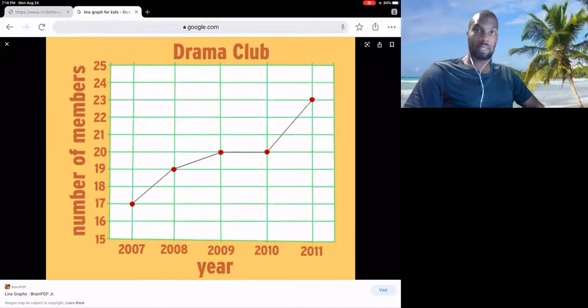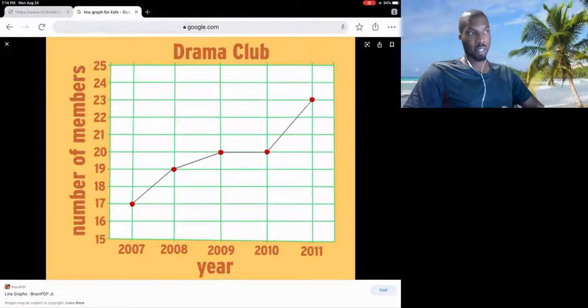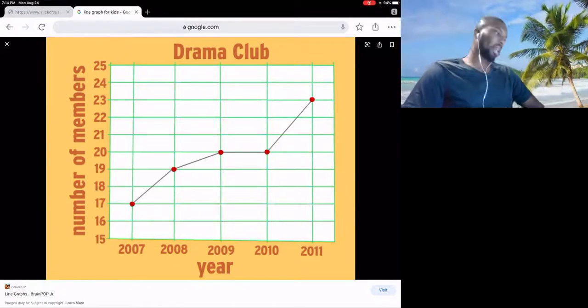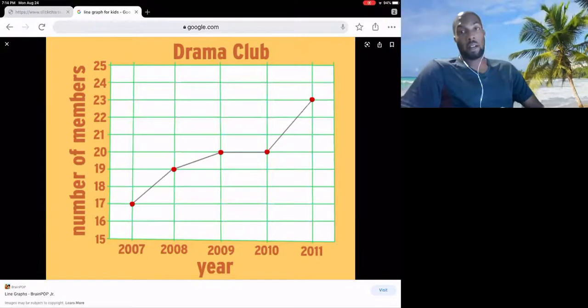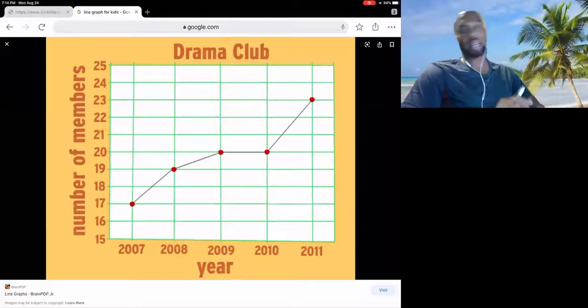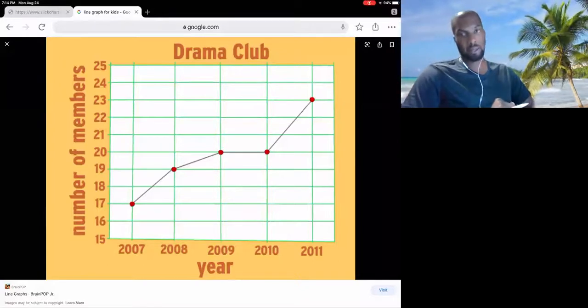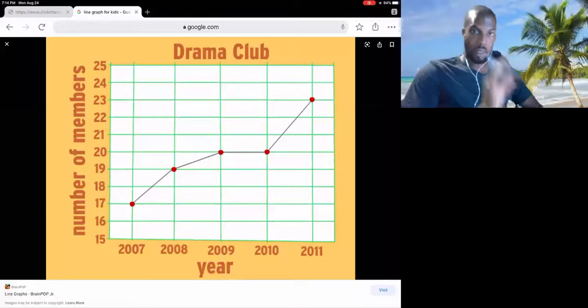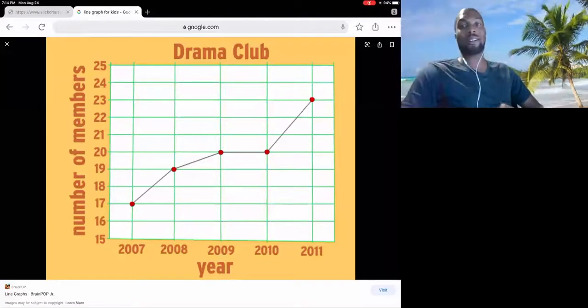That's not to say that the people in the club didn't change. It could have been that 4 people went out and 4 people came in. We don't know that. All we're saying is that the same number of people that we had in 2009 is the same number of people we had in 2010. But then in 2011, you'll see that it skyrocketed, and that's what it means to go straight up. It skyrocketed to 23 people.